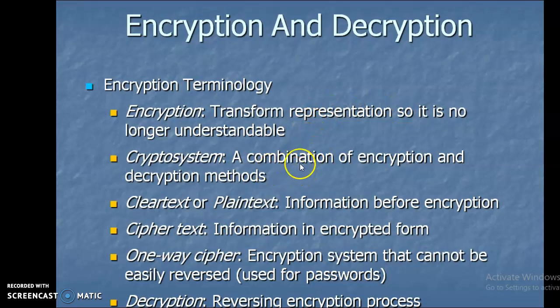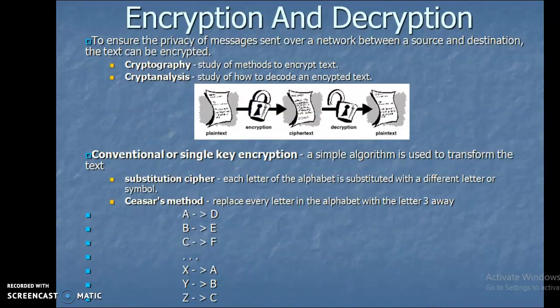And what is a crypto system? A combination of encryption and decryption methods. Clear text or plain text, which is the information before encryption. Ciphertext, information in encrypted form. One-way cipher, encryption systems that cannot be easily reversed, used for passwords. Decryption is the process used for decryption.